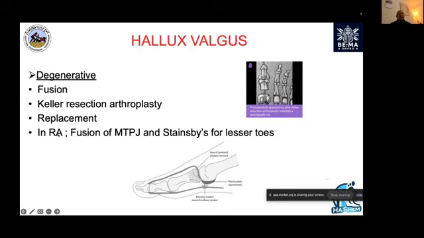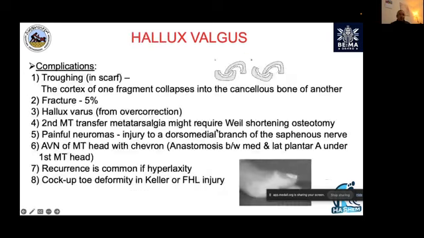What if you have a rheumatoid patient with hallux valgus? With the rheumatoid patient, there is poor bone quality and poor soft tissue quality, so there is no room for realignment or osteotomy. So you always go for fusion of the MTP joint and excision arthroplasty of the lesser toes.